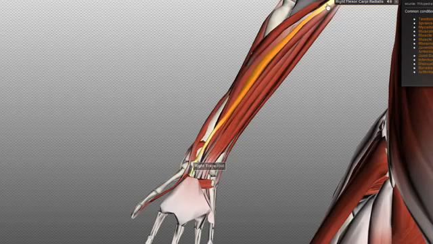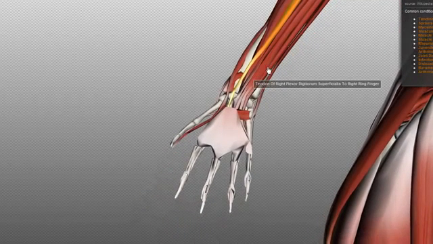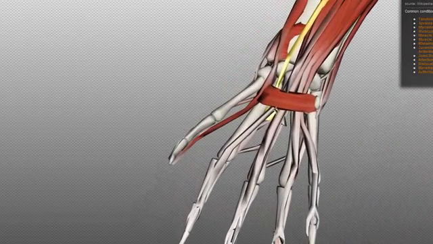So you can see here it inserts at the medial epicondyle of the humerus, so it originates there, and it runs down the forearm to insert onto the metacarpals. So I'll just remove the palmar aponeurosis, and you can see that it has this insertion point at the base. So you've got these metacarpals here, and these phalanges. So these are the metacarpals. So it inserts onto the base of the second and the third metacarpal. And when this muscle contracts, it flexes and abducts the wrist.